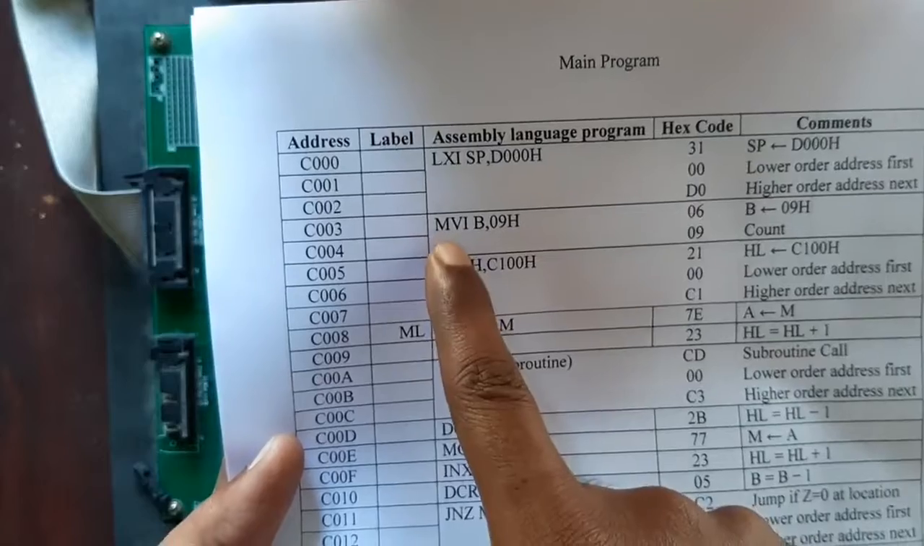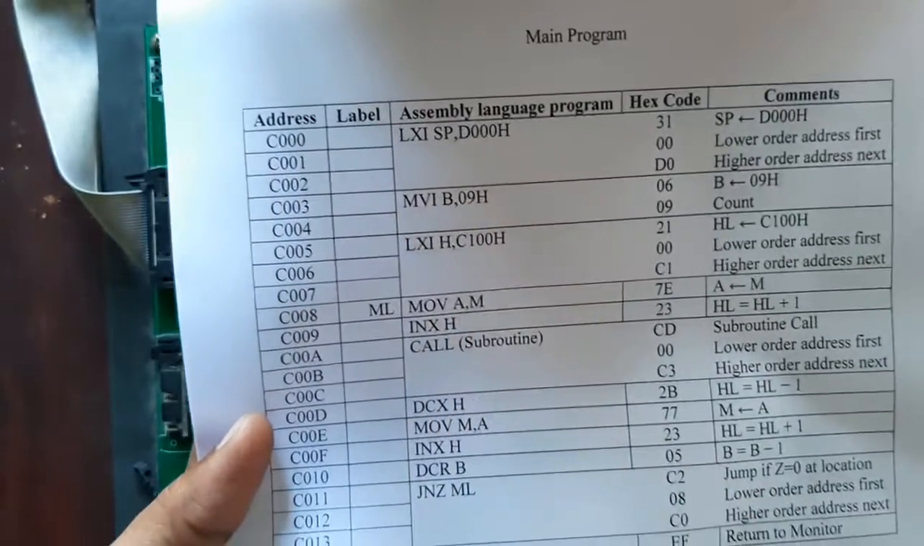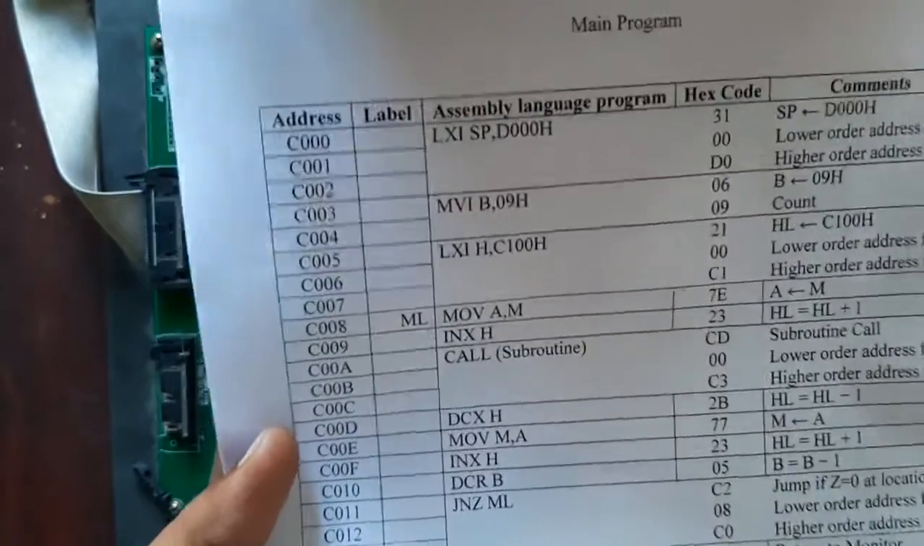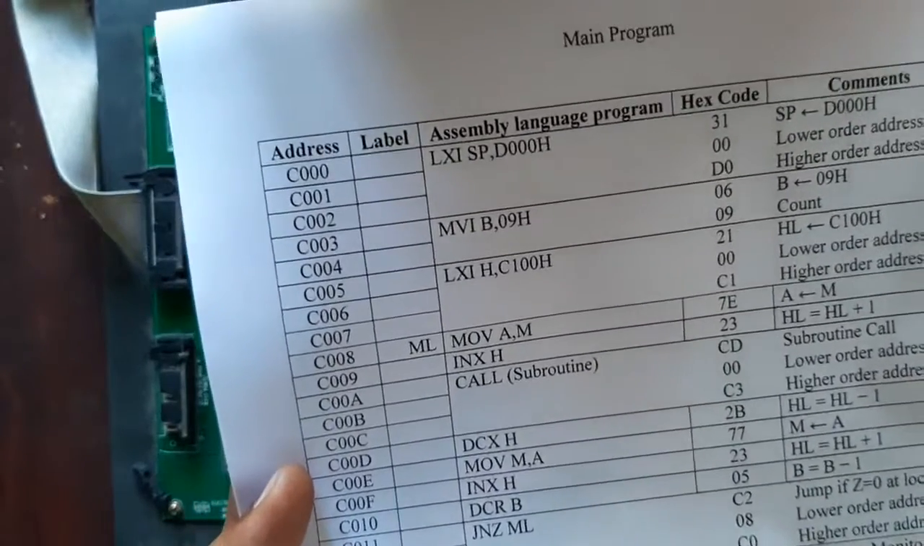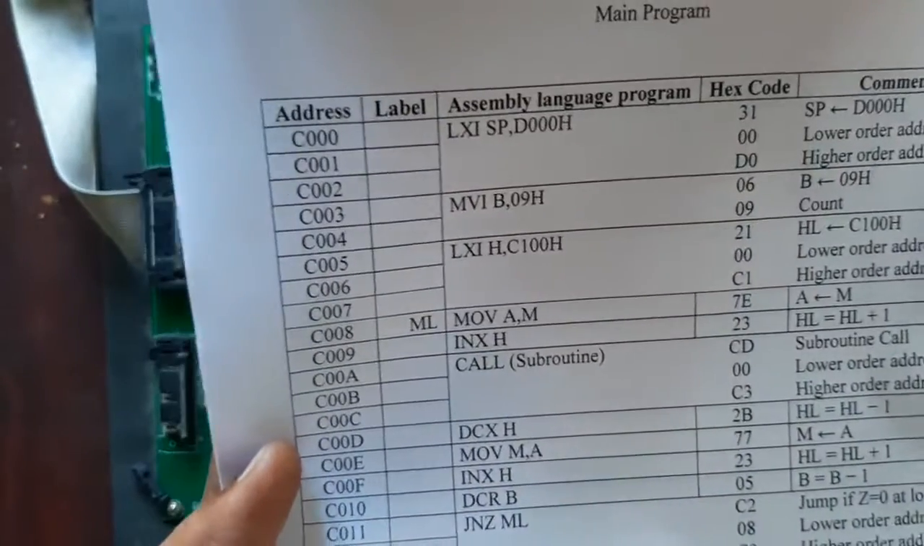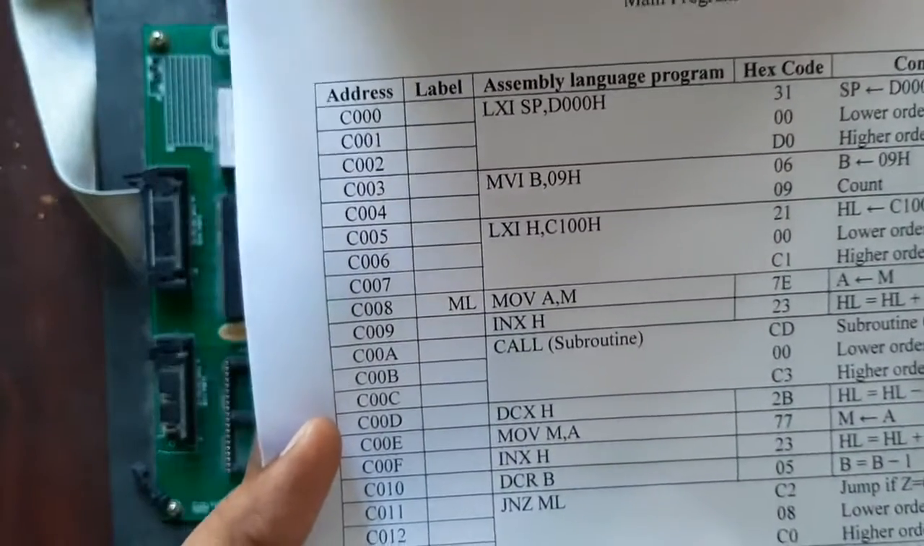And here I have loaded the count, that is 09. Actually we have loaded 10 data, so the number of comparisons that will be made is 9. Therefore, count will be the total number of data minus 1.